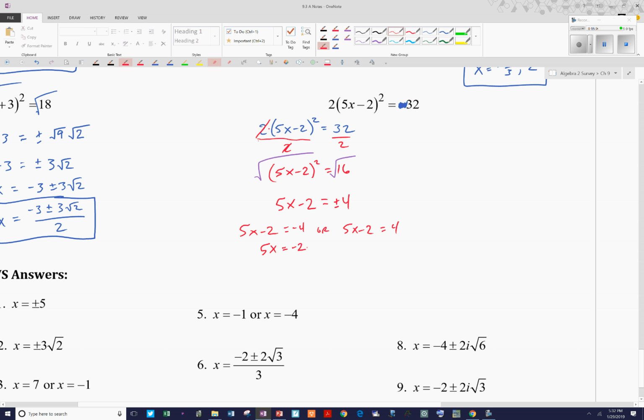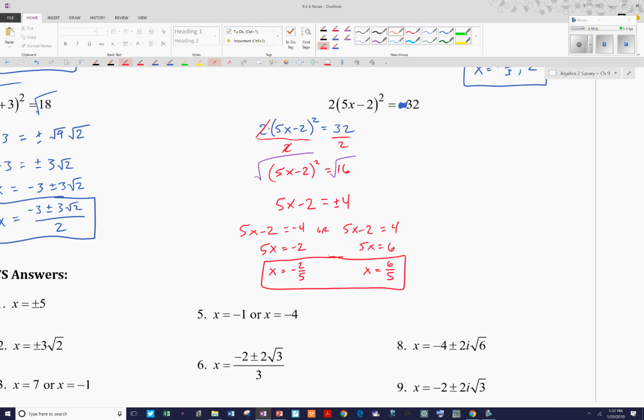Negative 4 plus 2 would be negative 2. And then I'm going to divide by 5. So negative 2 fifths. Over here, we're going to add 2. We get 6. And I'm going to divide by 5. 6 over 5, 6 fifths. So those are our two answers right there. And again, you could just leave it like this if you want to just circle both of those. That's fine too, instead of putting it together in one x equals thing.